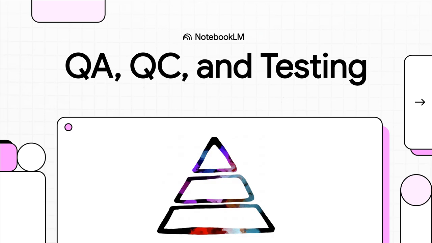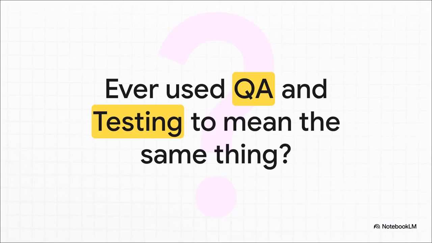QA, QC, and testing. Okay, if you've been in the tech world for like 5 minutes, you've heard these words thrown around a lot, and you've probably heard them used as if they all mean the exact same thing. But what if they don't? What if they actually represent totally different ways of thinking about how to build amazing software? Let's get into it.